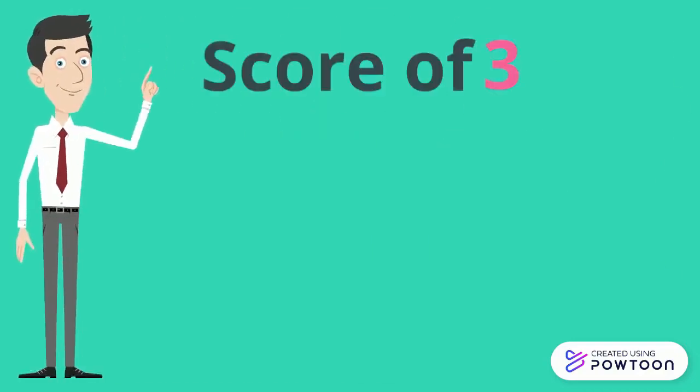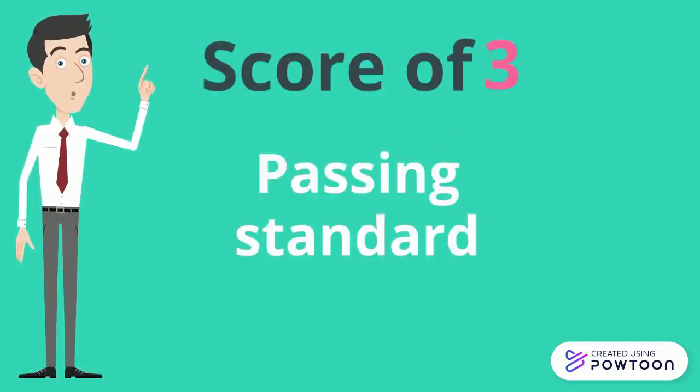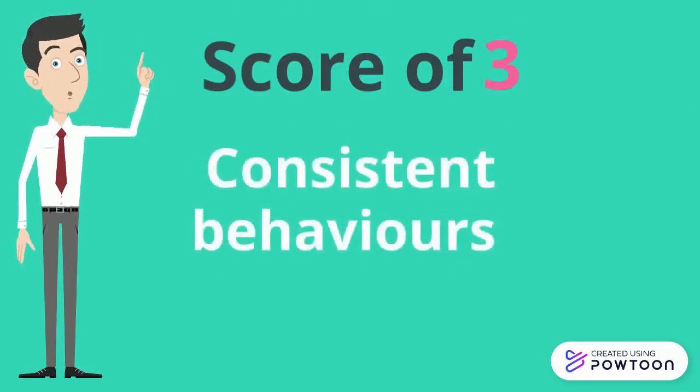As has been discussed, the score of 3 is the passing standard on the ANSAT. You will need to demonstrate behaviours that are consistent to a satisfactory and safe standard, although you may still need occasional supportive cues.